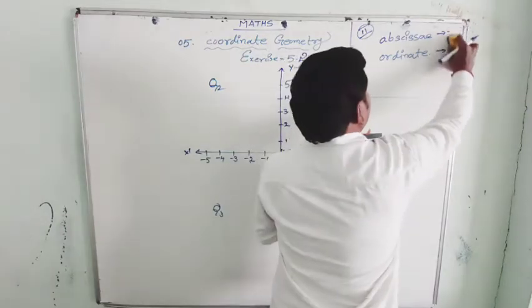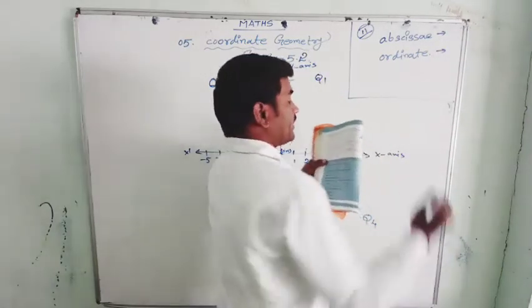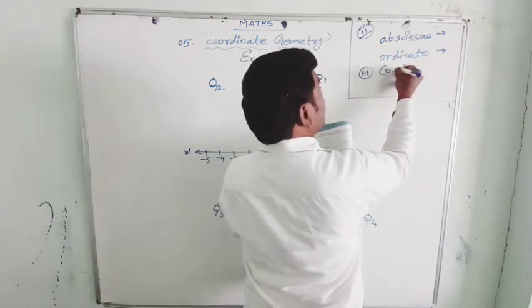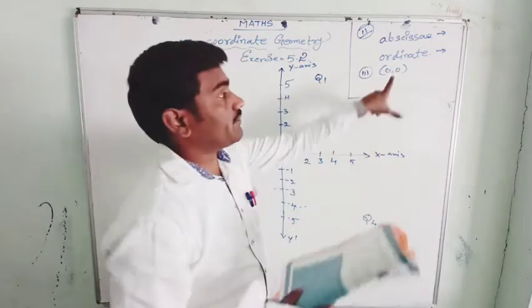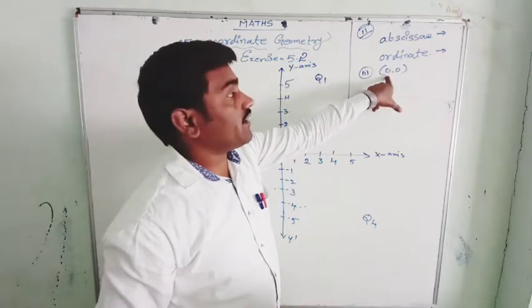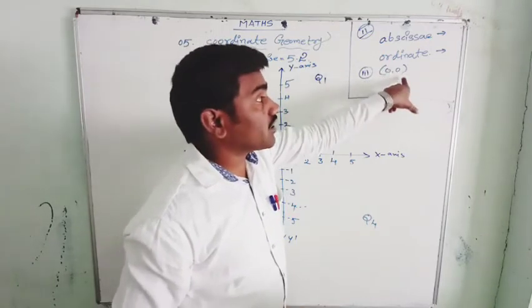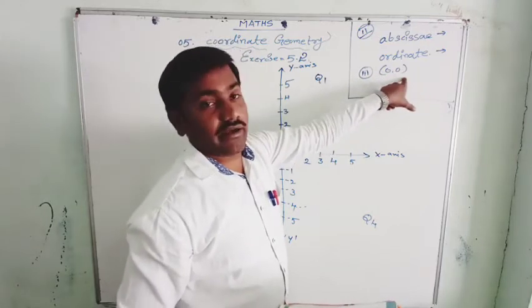You might be observing that every point I am locating, I am writing in a bracket, and those values are separated by a comma: x value and y value. The values are separated by a comma and enclosed in round brackets.